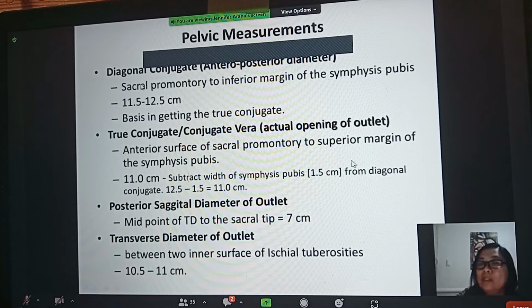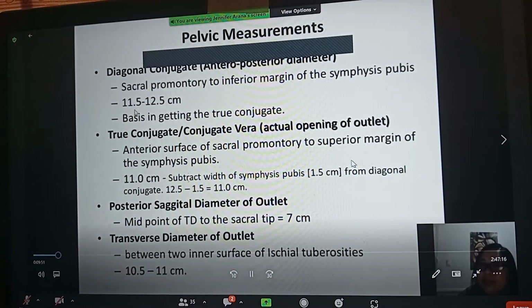Again, the diagonal conjugate is measured from the sacral promontory to the inferior margin of the symphysis pubis, and the average normal measurement is around 11.5 centimeters.